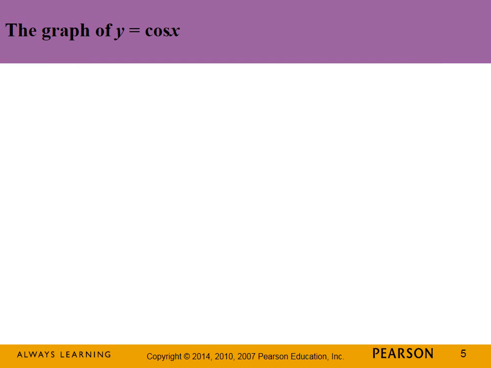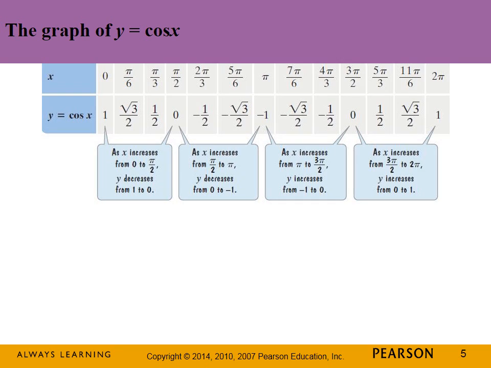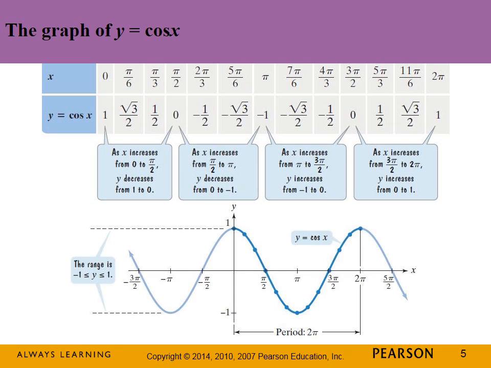And now the graph of the cosine function. Similarly, this table represents all values over the whole unit circle. And when you plot those points, you end up with this thing, which looks very similar to the graph of the sine function. It's just shifted a little bit.